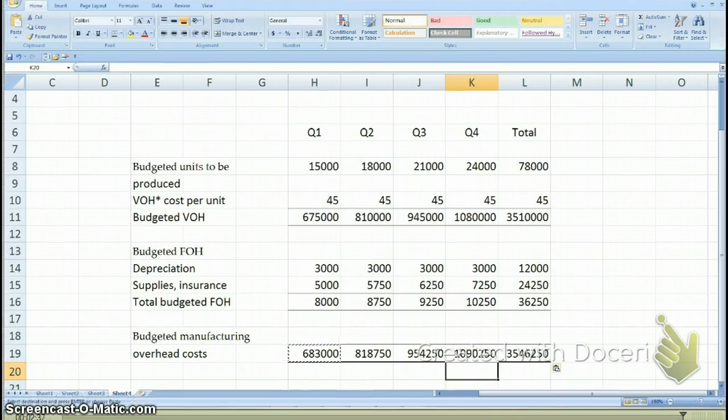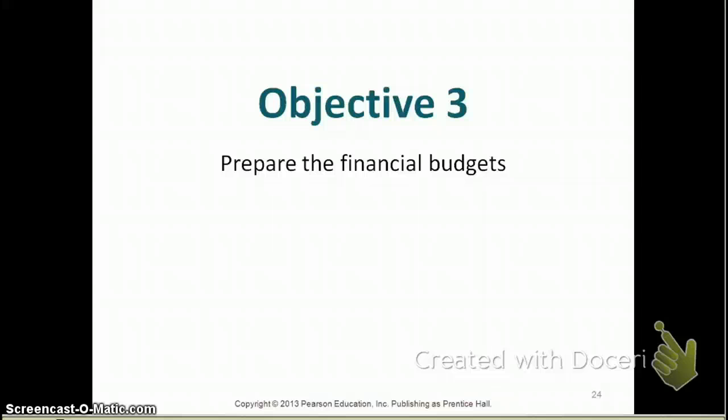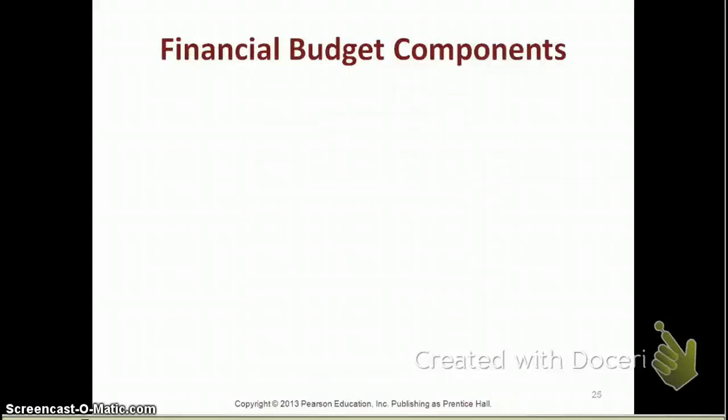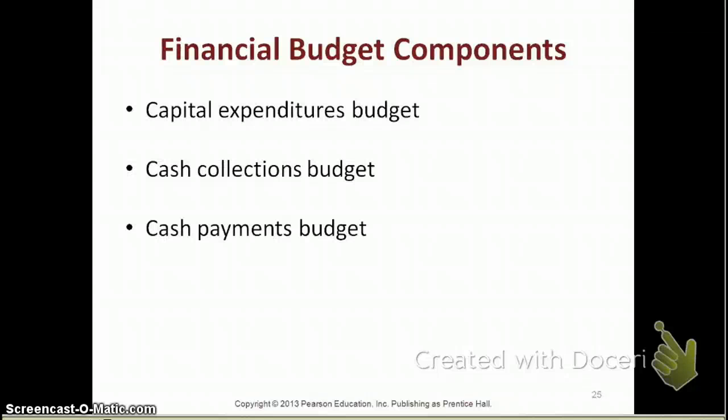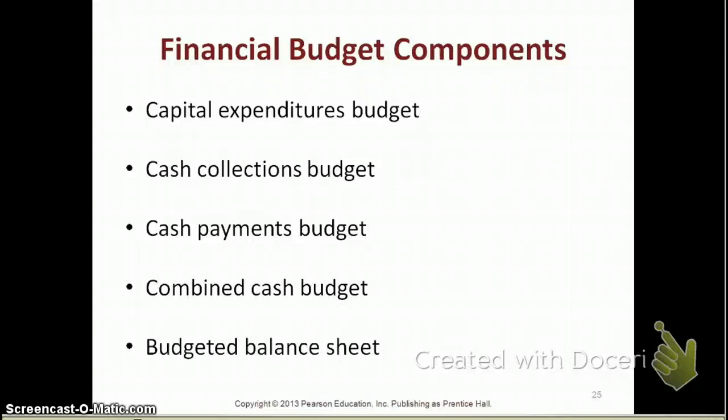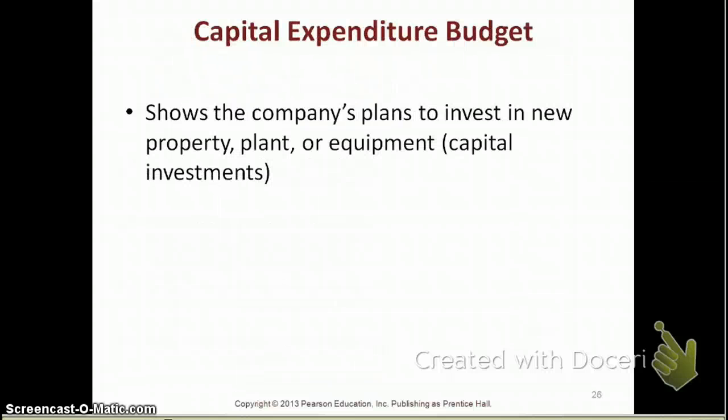Once you have your overhead budget, you're just going to calculate your operating expenses budget and then finally your budgeted income statement. That brings us to the end of your operating budgets. The next step is to prepare your financial budgets. Your financial budgets are made up of several components. You start off with your capital expenditures budget, cash collections budget, cash payments budget, or you do a combined cash budget. And then you have a budgeted balance sheet. All these fall into your financial budgets.